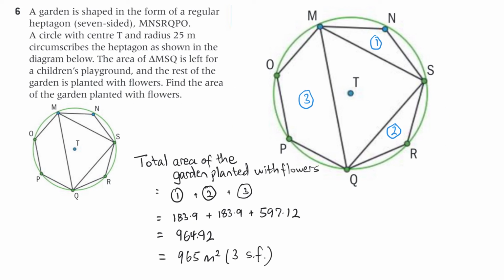Okay, now we're going to wrap everything up. All we have to do is to add up 1, 2, and 3. We found this isosceles triangle and this isosceles triangle. They were the same areas because they're congruent triangles. So that's 1 plus 2, and then we add that to the area that we found for the trapezoid, which is 3. And so our area 1 is 183.9, our area 2 is 183.9, and as we saw just previously, the area for the trapezoid is 597.12. We add all those together and we get 964.92, or 965 meters squared, to three significant figures.